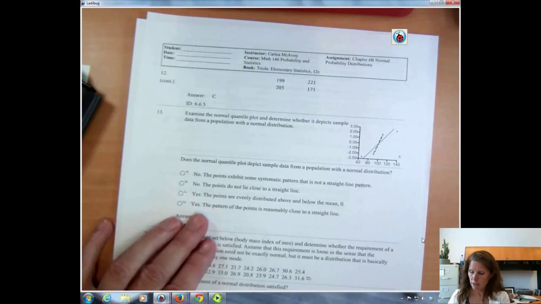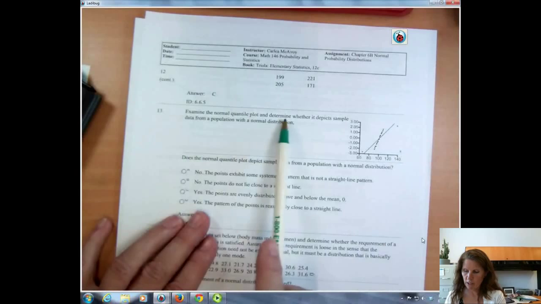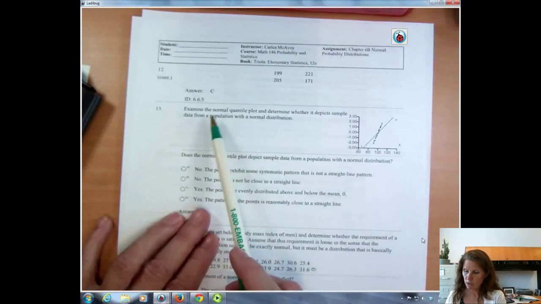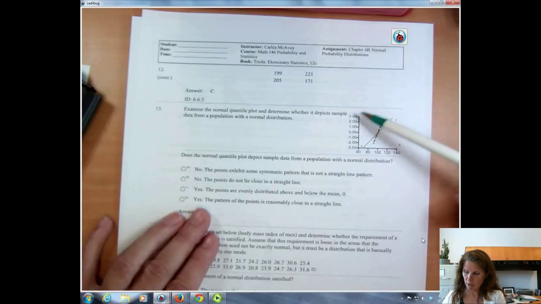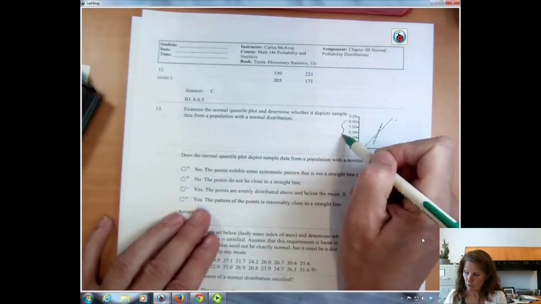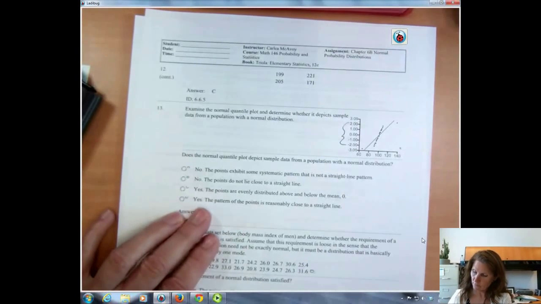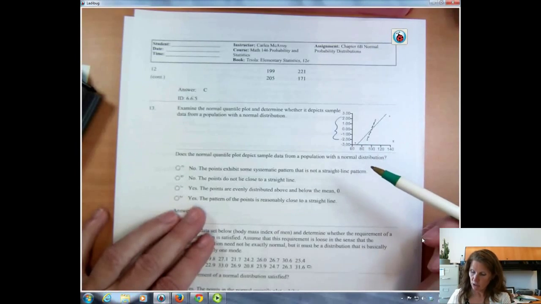Okay, so then this next one, examine the normal quantile plot, determine whether it depicts a sample from a population with a normal distribution. Again, a quantile plot is an x compared to a z-score. Notice your z-scores go from -3 to +2. The z-scores that we see most of the time, 95% of the time, are between 2 and -2, right? Anyway, this one, see how you have a point down here and a point down here? We're starting to get a shape that's not that linear. So no, the points do not lie close to a straight line.